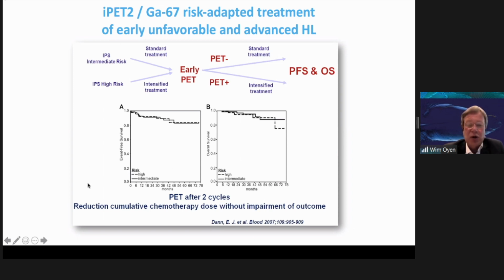And what they could show in this study was that it basically didn't matter in terms of event-free survival and overall survival, so that the early PET could be considered the gatekeeper of how the patients could be treated best after the first two cycles.